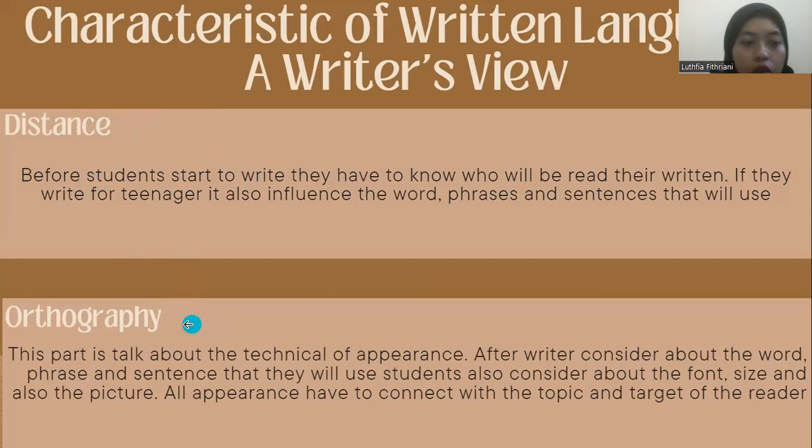The fourth is orthography. This part talks about the technical appearance. After the writer considers the words, phrases, and sentences that they will use, students also consider the font, size, and also the pictures. All appearance has to connect with the topic and the target reader.